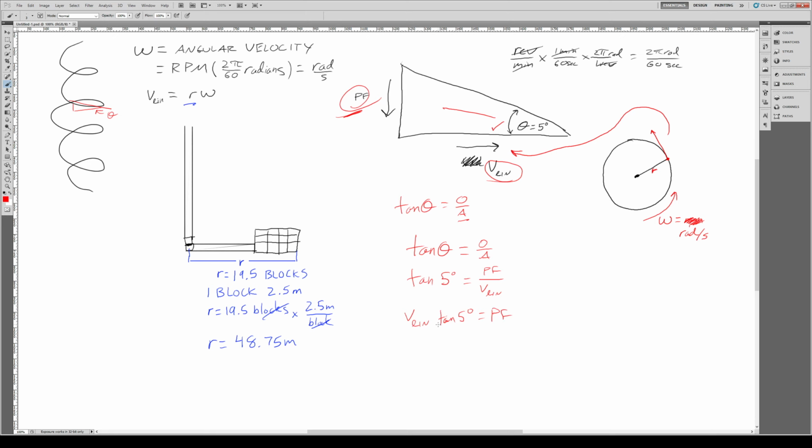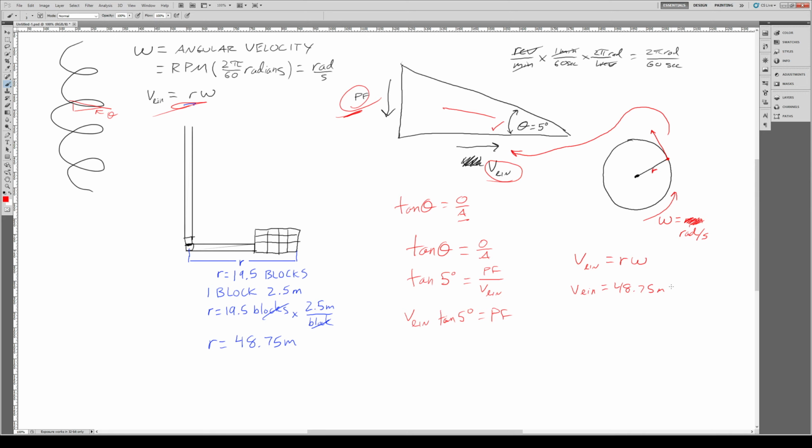Actually, it's a little bit longer than this. I can't pop it into a calculator yet because I have to calculate V linear, which I have not done yet. Because V linear is a function of R over here, which we have calculated. So what does this equal? Well, V linear equals, as we said up here, R times omega.